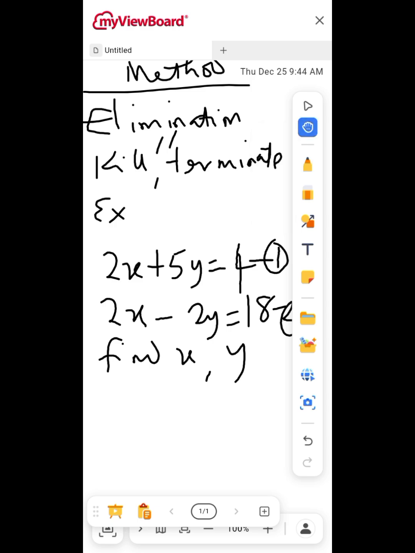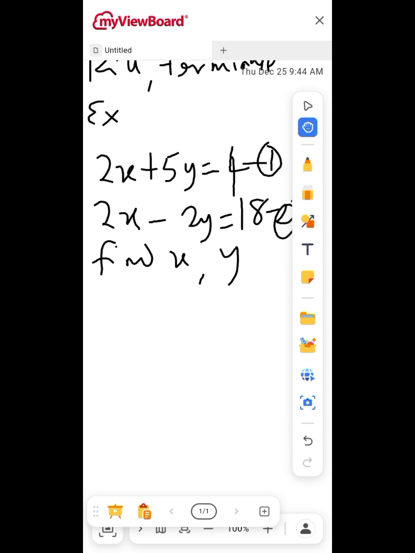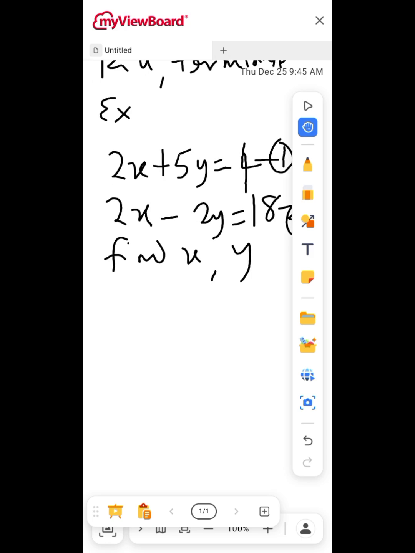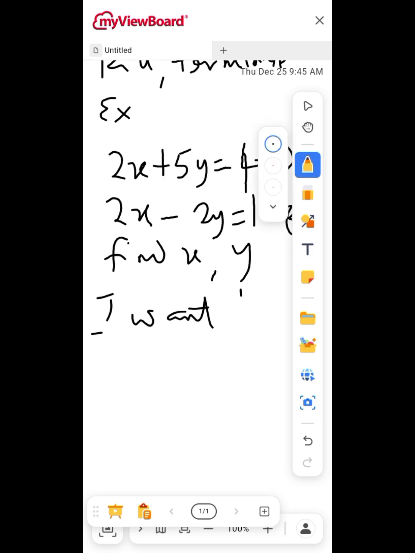So what are those things that you need to look out for? You determine which variable you want to eliminate. You might decide to eliminate your x first or your y first. I always advise students to eliminate the first variable that you can see from the start. So I want to eliminate x.